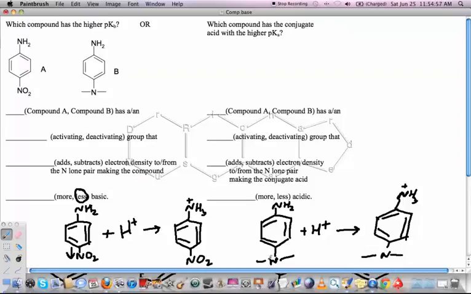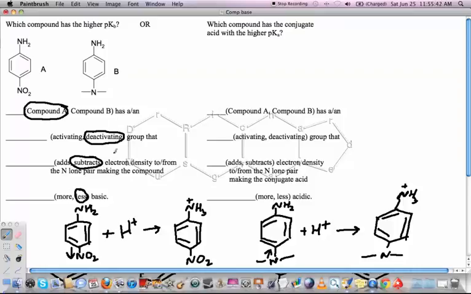Let's do it on the one we're talking about. Alright. So what we're looking for here is one that's going to be pulling electrons away from the nitrogen to make it less basic. Because if we can pull electrons away from this, then that's going to make it less able to take the H plus and form this conjugate acid. So this is the one that's going to be the least basic one, because it's going to be pulling electrons away from this nitrogen. So we're going to say that this one will subtract electron density to make it less basic, and it has a deactivating group, and we are talking about compound A.